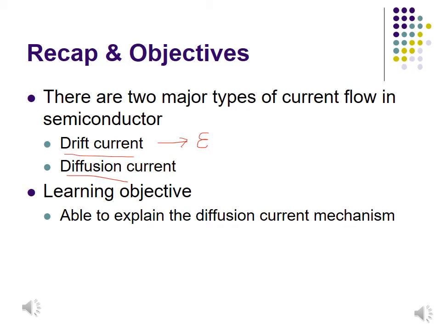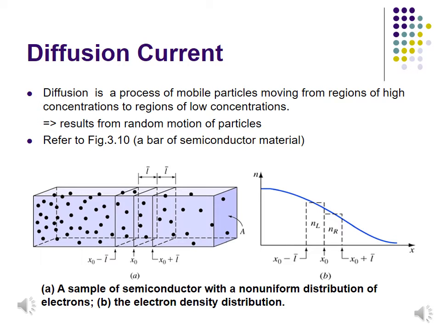At the end of this video, I hope you will be able to explain the mechanism of diffusion current flow in a semiconductor. Diffusion is the process of particles moving from high concentration area to low concentration area. As a real-life example, you can imagine pouring very thick sugar water or syrup into a glass of water. You can see that the syrup diffuses into the plain water. That is exactly what happens in a semiconductor that has non-uniform carrier concentration.